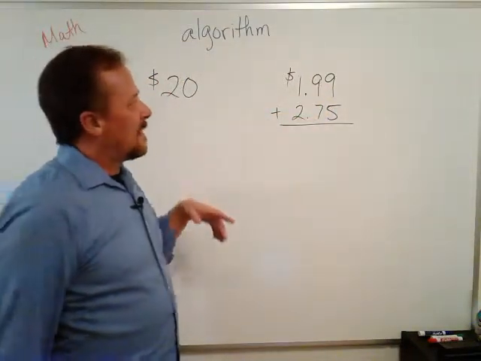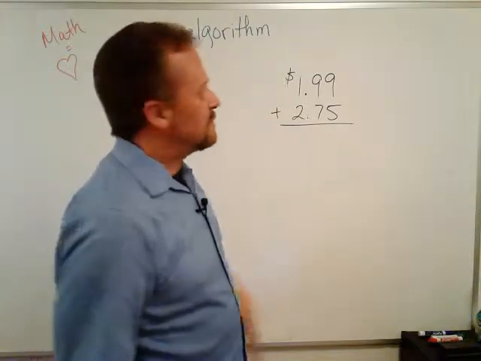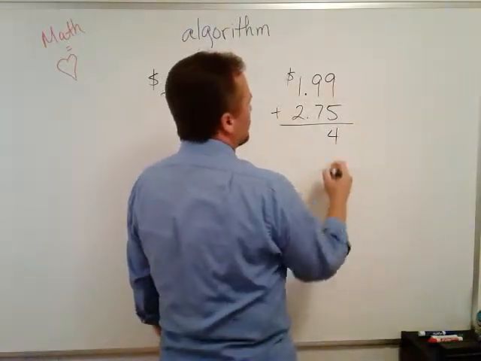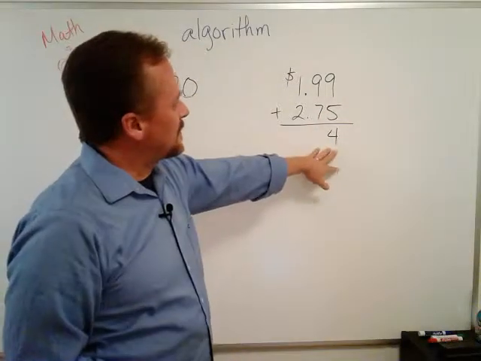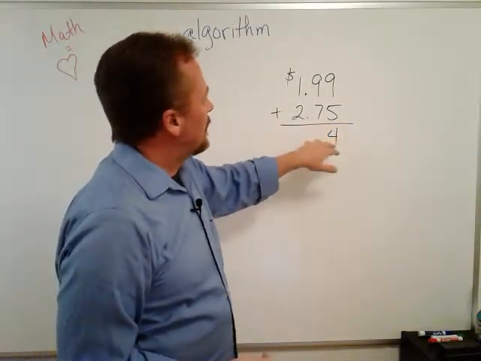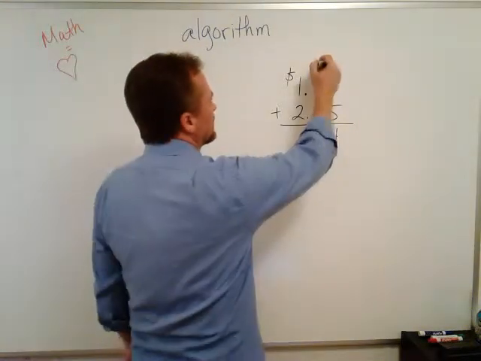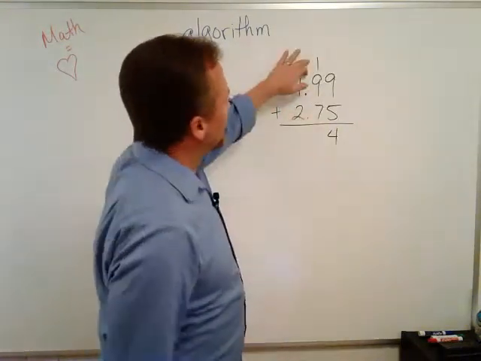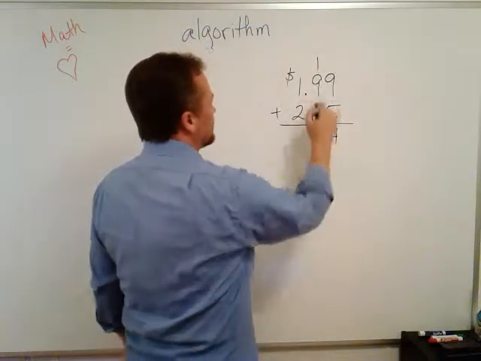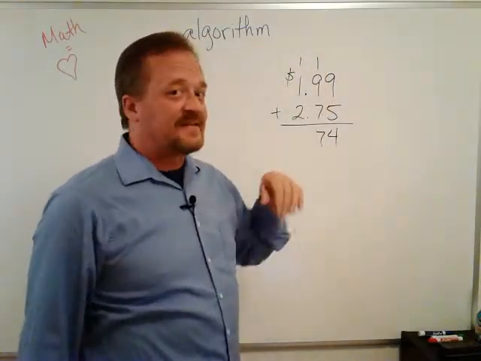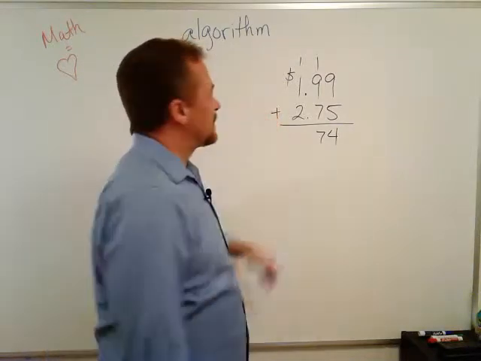So let's do what his register would do very quickly. 9 plus 5 is 14. I can't fit 14 hundredths into the hundredths place, so I'm going to give 1 to the tenths place. 1 plus 9 is 10. 10 plus 7 is 17. And again, I can't fit 17 into the tenths place, so I'm going to give 1 to the ones place.